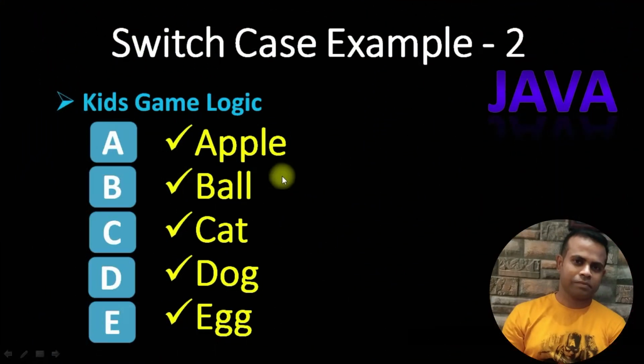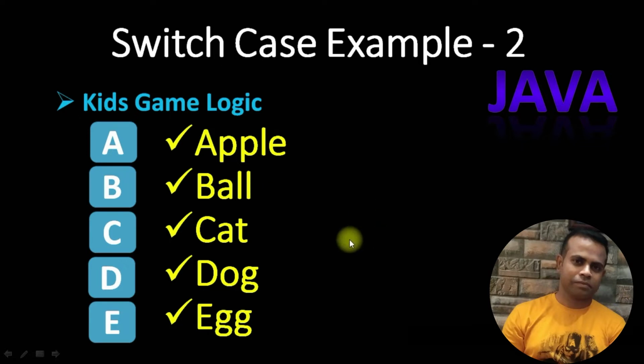Today we will build this type of scenario using switch case. So we are going to create definitely not a kids game but the kids game logic. Let's say there is a button A, B, C, D, E, similarly A to Z. And if anyone clicks on any button, based on that, it will give some image and also give some voice like C for cat, B for ball.